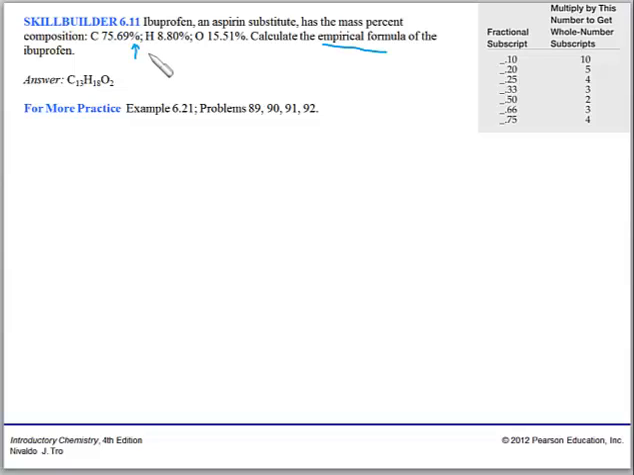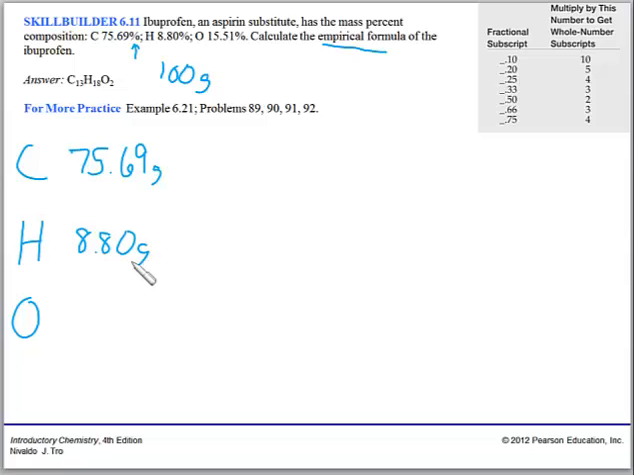And the way to handle this is to just imagine if you had sent in a 100-gram sample to the laboratory for them to analyze. If they took that 100-gram sample of ibuprofen, then what they would find is that they'd still get the carbon, hydrogen, oxygen, sure. And what they would find is that the carbon, what is 75.69% of 100 grams, that's easy. It's 75.69 grams. Hydrogen would come in at 8.80 grams, and then oxygen 15.51 grams.